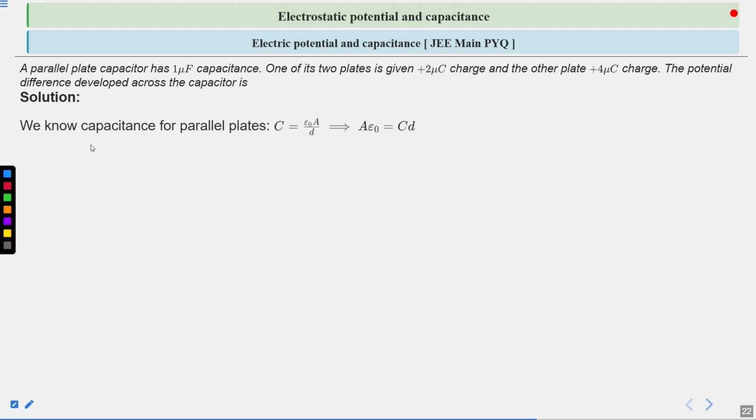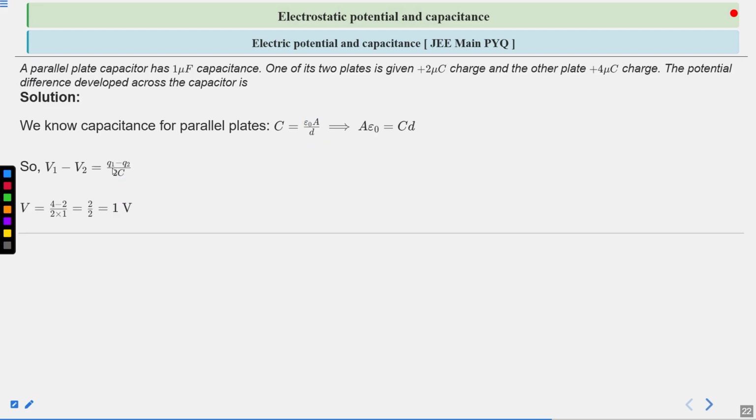Now we know that capacitance is equal to epsilon naught A upon d when there is air between its plates. So epsilon naught A upon d can be written as C. After putting this value in the relation, V1 minus V2 equals Q1 minus Q2 upon 2C.